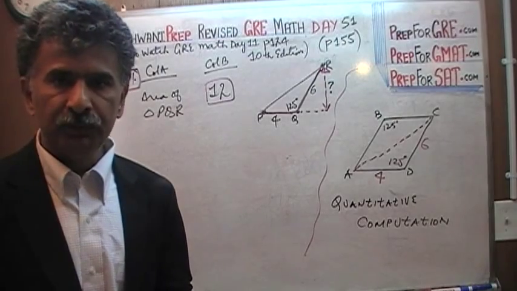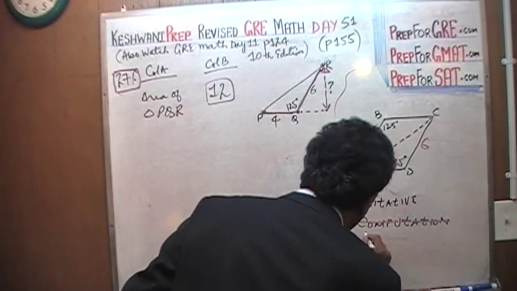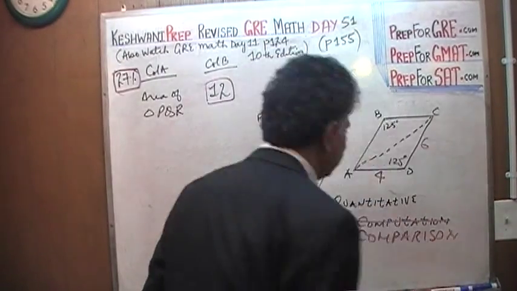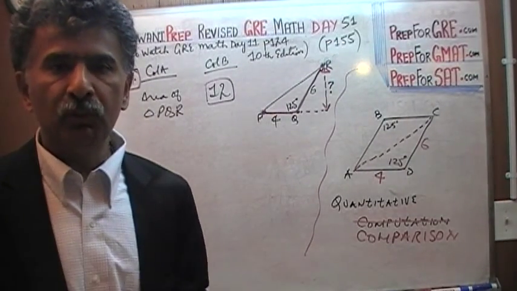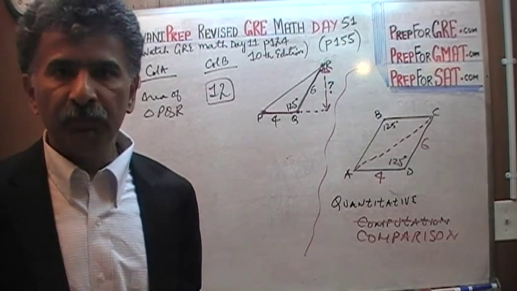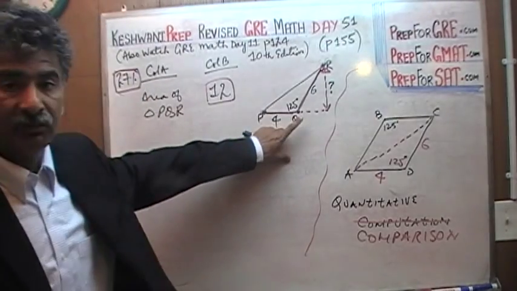Nobody is asking you to compute anything at all. They are asking you to compare the two quantities, not compute them. Anybody can compute the two quantities and tell me which one is bigger. What's the point in it? You are simply asked to compare the two quantities. So if that's what you're asked, nobody's asking you what the area of this triangle is.